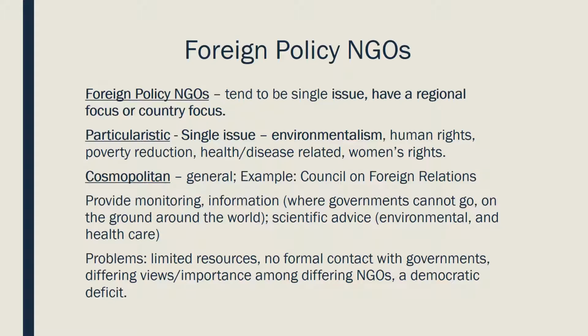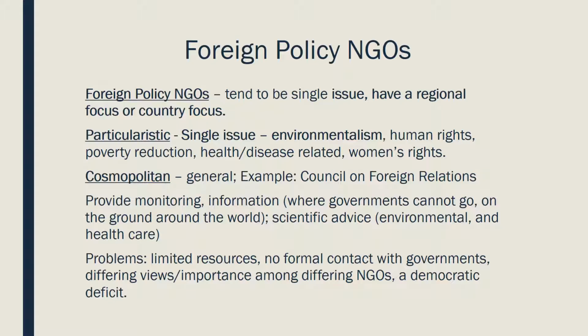Why are non-governmental organizations influential? What do they do? Well, non-governmental organizations provide monitoring of specific issues or specific countries, and they provide that information from the monitoring to our government officials. Oftentimes, they can go where governments cannot go. They can be on the ground throughout the world when official representatives of the U.S. government cannot be for political reasons.